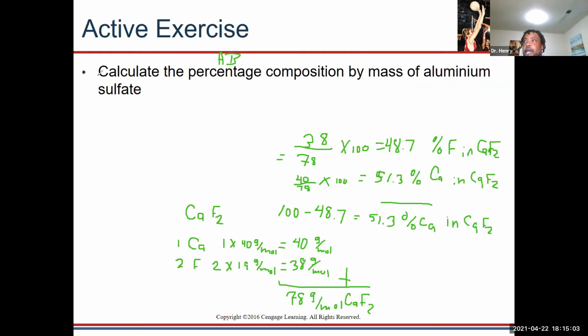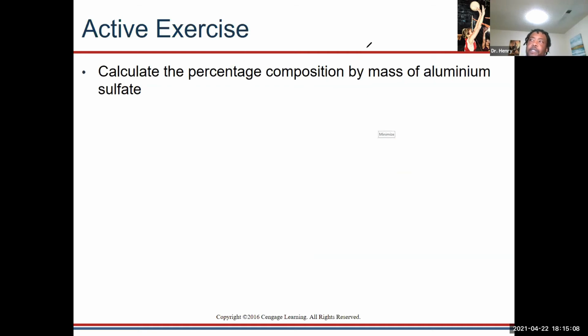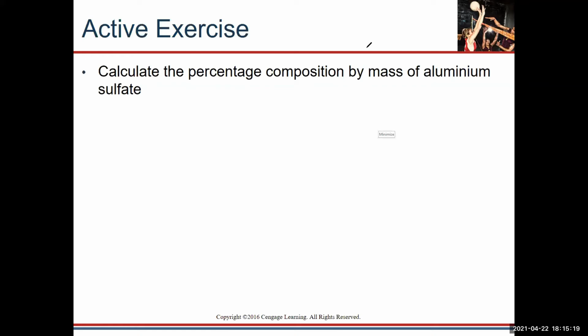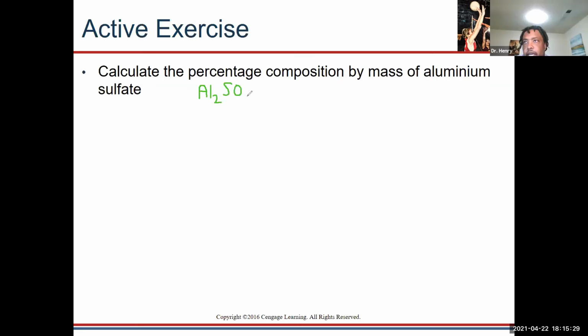Let's see those skills work now. It says calculate the percent composition by mass of aluminum sulfate. First thing I'm going to do, find the chemical formula. What's the chemical formula? Al2SO4. Okay, Al2SO4.